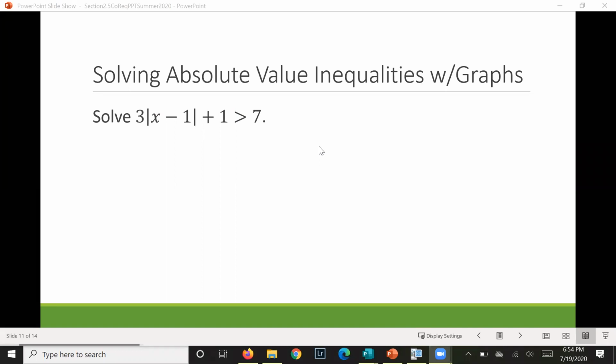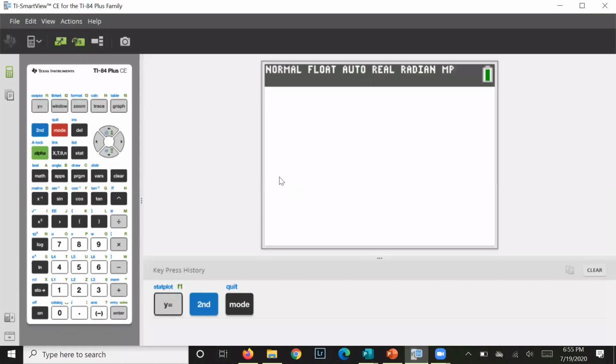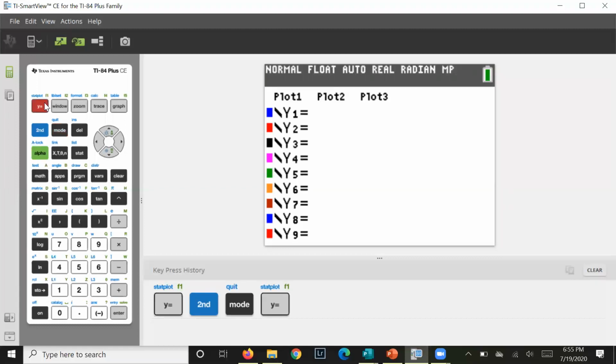So what I'm going to do here is I need to write this down for myself. Okay, so if you go to your graphing calculator, and it doesn't matter what type of calculator you're using, you should be able to do a similar thing to what I'm about to do. We're going to go to our y equals, because we're going to graph. We're going to start by graphing the function that was on the left-hand side there, that 3 times the absolute value of x minus 1 plus 1. And we can do that in our calculator.